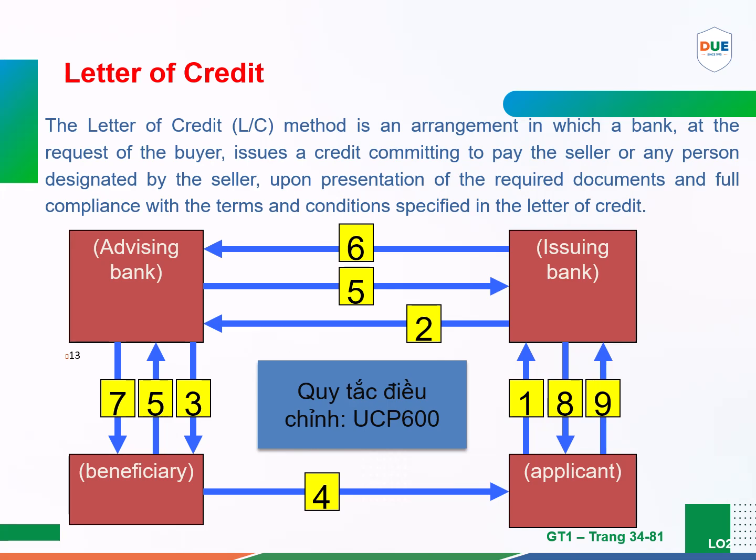There are four parties involved in this method. First, the importer, who is the buyer of the goods. Second, the exporter, who is the seller. Third, the issuing bank, which is the buyer's bank that opens the letter of credit. Finally, the advising bank, which is the seller's bank that receives and advises the letter of credit to the exporter. The entire payment process follows UCP 600, the international rules for documentary credit.